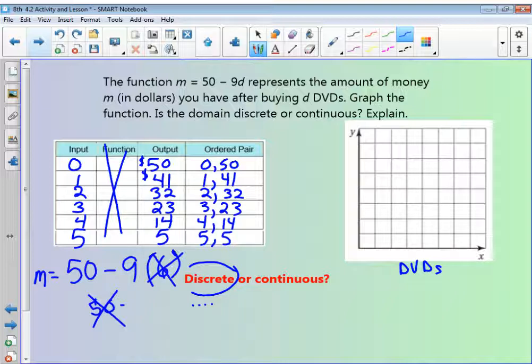So we're going to end up with the most that we can buy. We could end up with $5 left over, or we could end up with money in between. We already decided this was going to be discrete. We're not going to use a line because we cannot buy a part of a DVD. So this is money remaining.